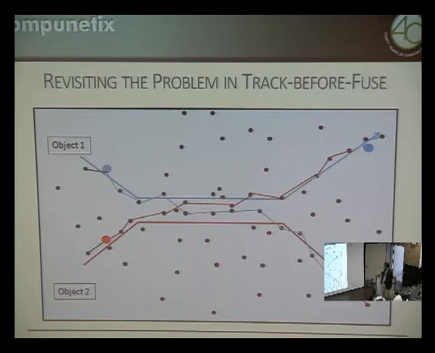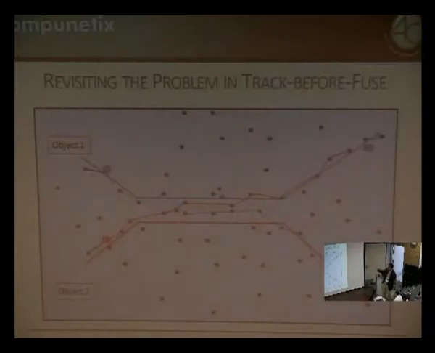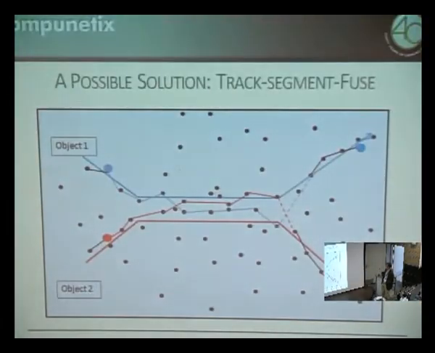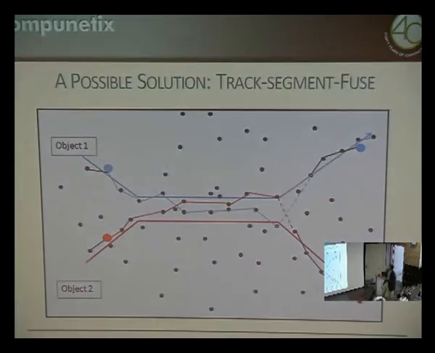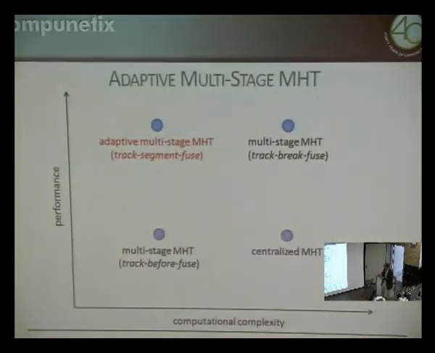What's critical, however, is that when groups divide, this is done for a 2-object group, but you can imagine it in a more general setting, what you really want to do is terminate tracks at the output of the first stage at key moments. In this case, when groups split, start new tracks, and then fuse these track segments in the second stage of processing. So in the second stage, you would now take fragments of track and piece them together. So this is sort of an in-between solution, this track segment fuse, between the two extremes.